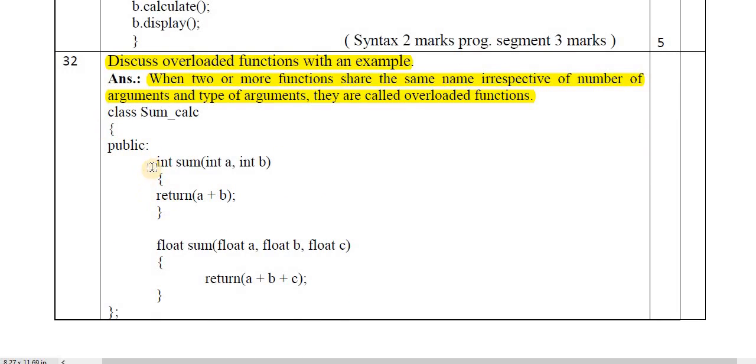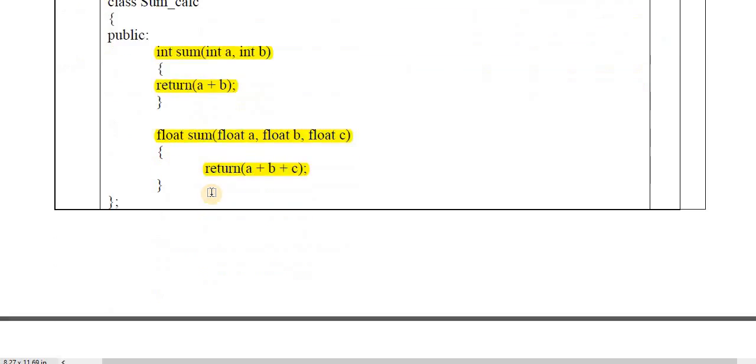So here this is a sum function with two parameters, and here is another sum function with three parameters, and this is the body of the functions. So two sum functions are there. In the first sum function two parameters are there, and in the second function three parameters are there, but their function name is the same, hence they are overloaded functions.